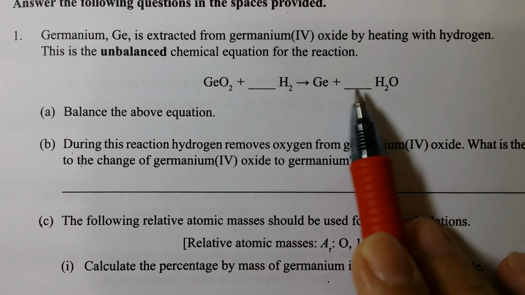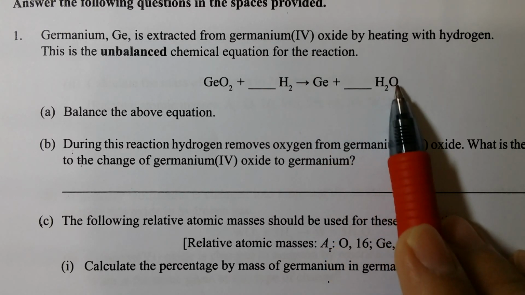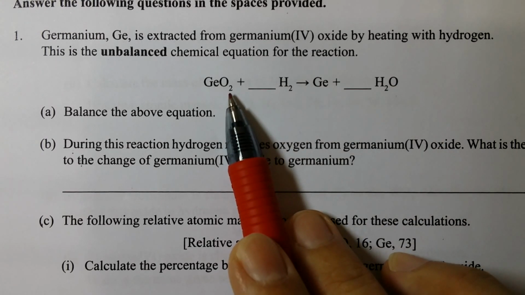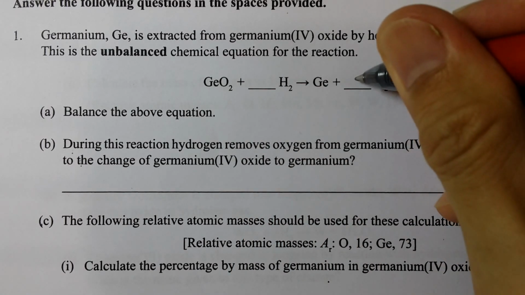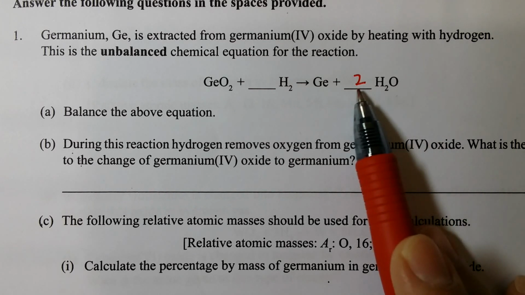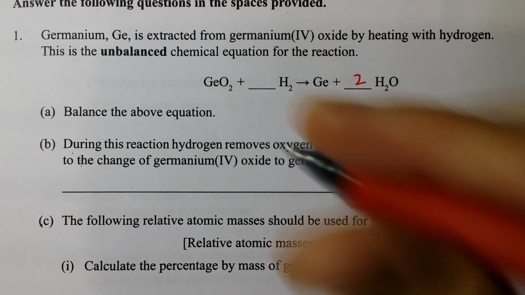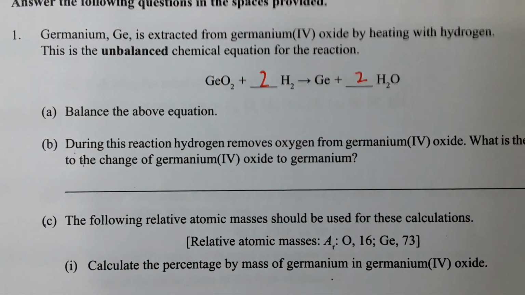So GeO2 to become Ge, and then on the right hand side there is 1 oxygen, on the left hand side there are 2. So naturally you put a 2 here. When you put a 2, oxygen is balanced. How about hydrogen? There will be 4 hydrogen on the right hand side, so on the left hand side there should be 4 hydrogen as well.